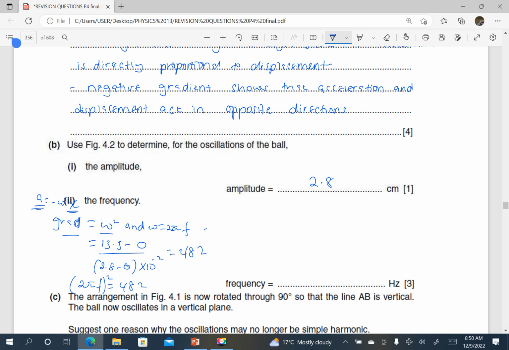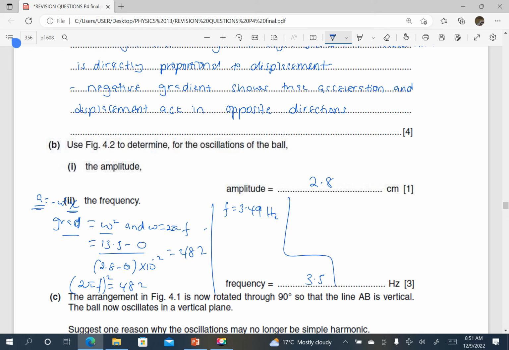So I had to find the square root first. For 2 pi f, I first find the square root of 482, then I divide the root by 2 pi. And I'm getting 3.49. So f is 3.49, which is approximately 3.5 hertz.